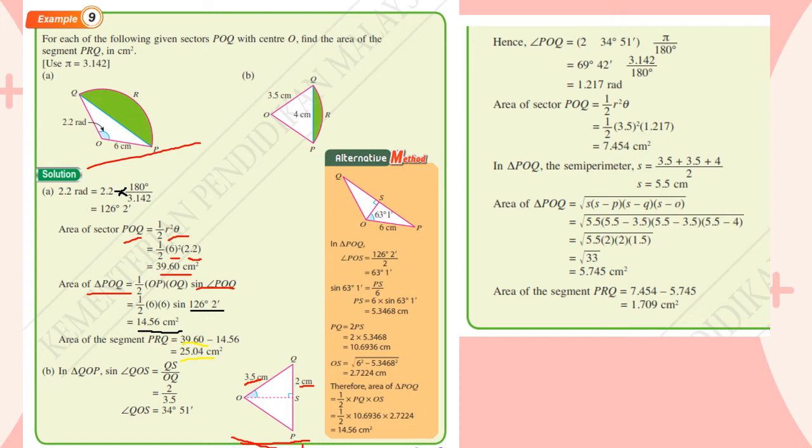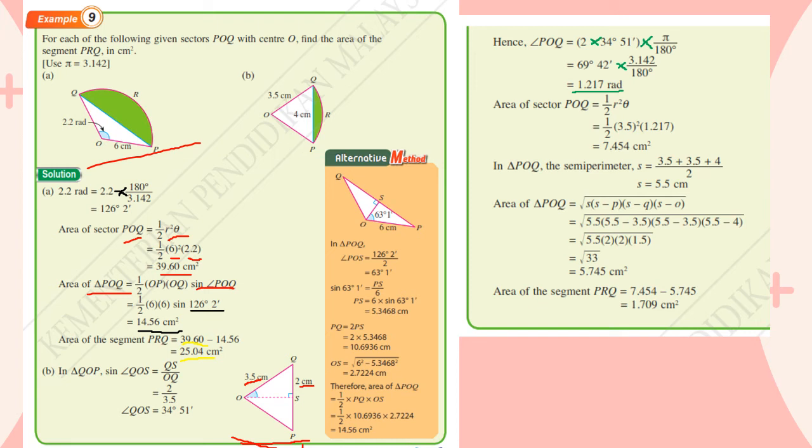Look at this, the right part here. So to change the angle QOP to radian, just now we have 34 degree 51 minutes. You just multiply by 2, and then you will get angle POQ. Then convert to radian by multiplying with pi divided by 180 degree, and you get the angle in radian, which is 1.217 radian.